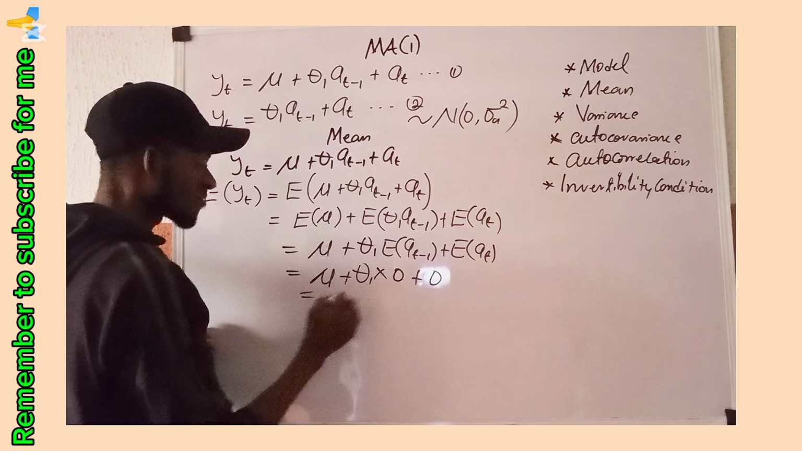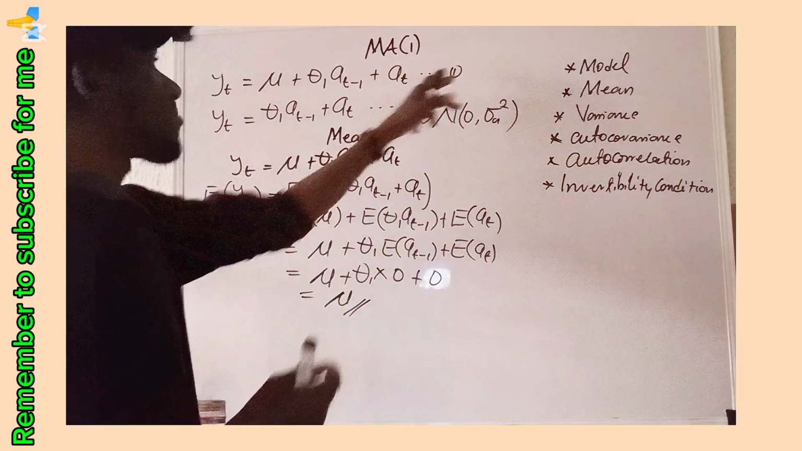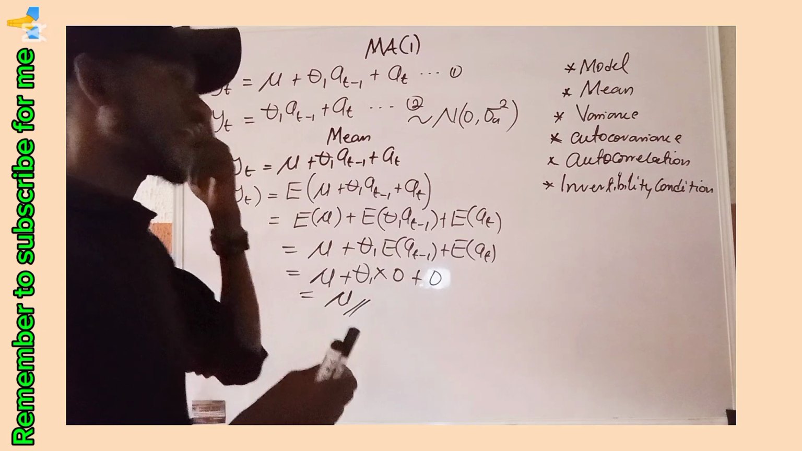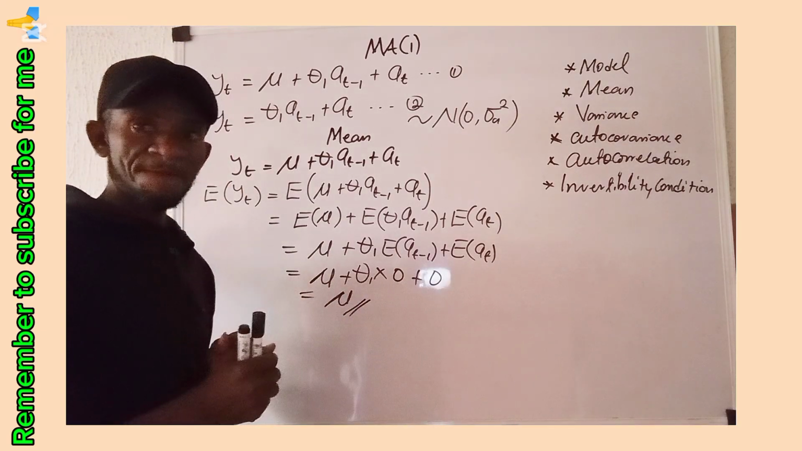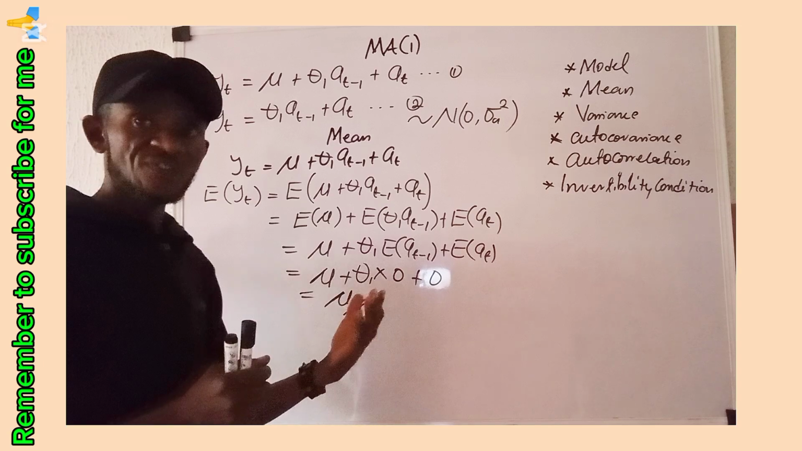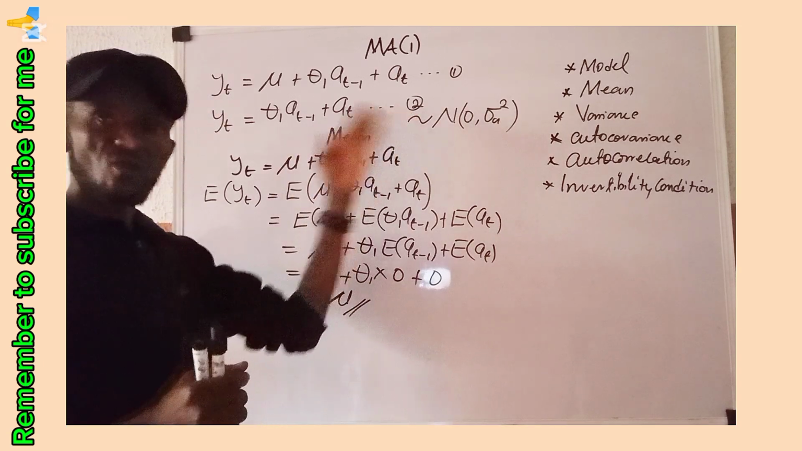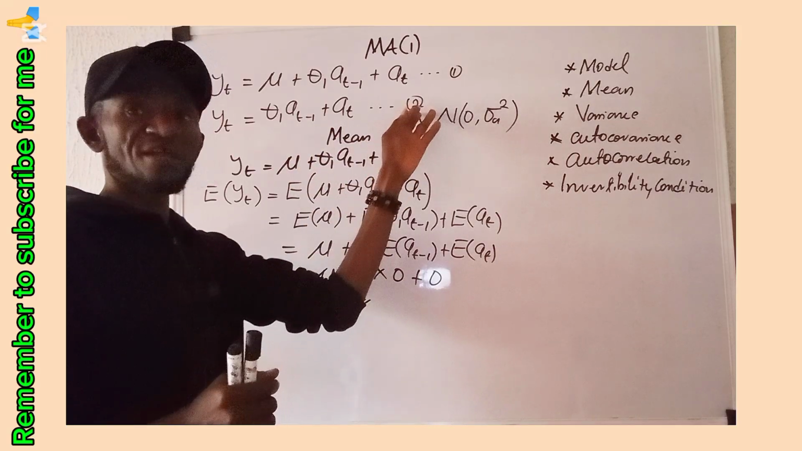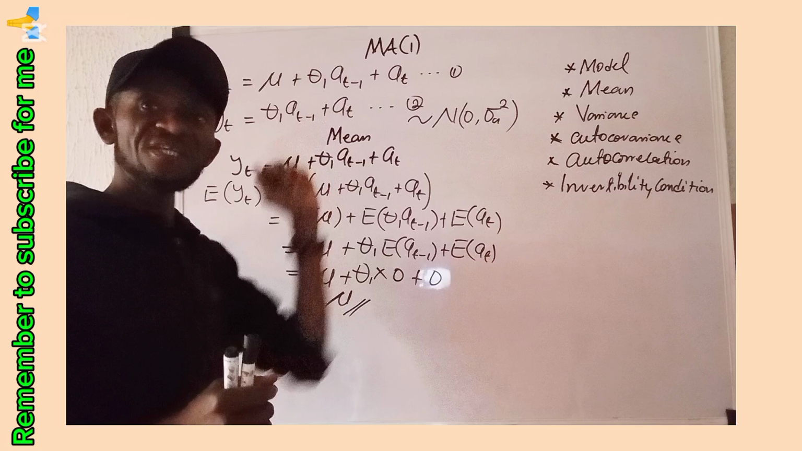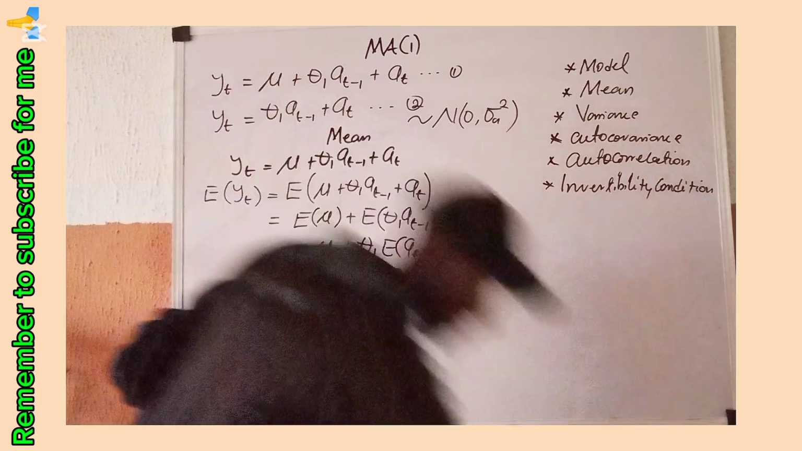So what is left becomes mu. So when you use the first model, you arrive at the fact that the mean is mu. So what becomes the value of our mean when we use the second model? Of course, we already hinted that using the second model, we are assuming that the mean is 0. But let us show it here on the board.